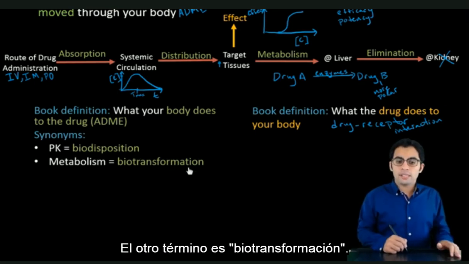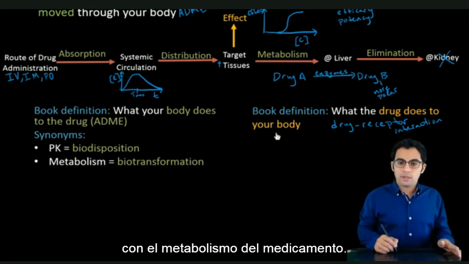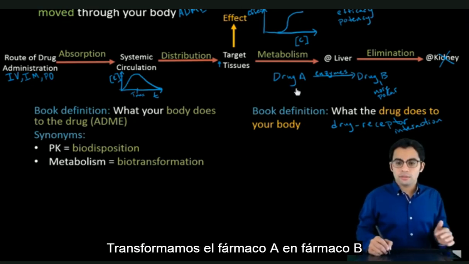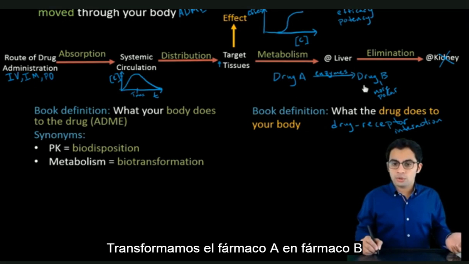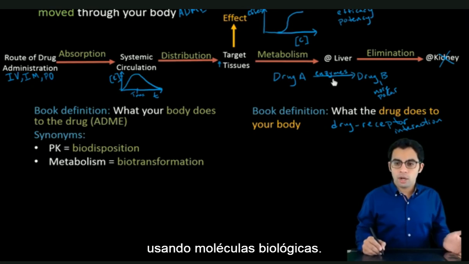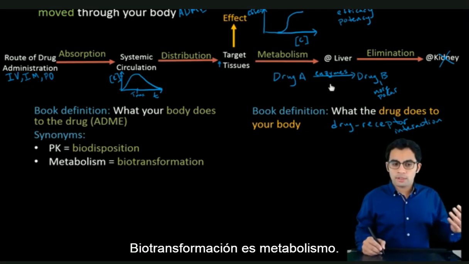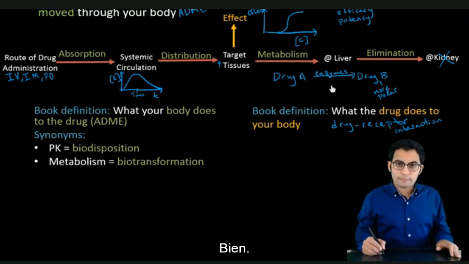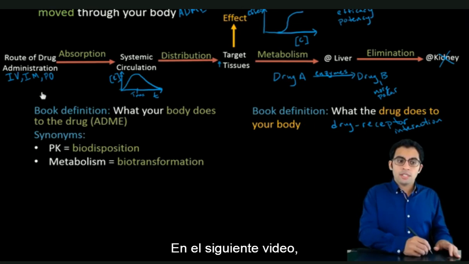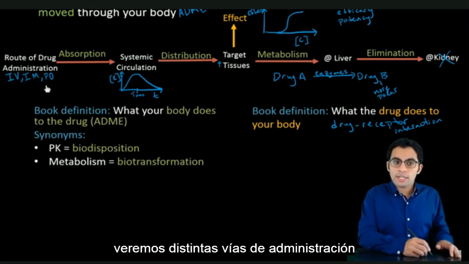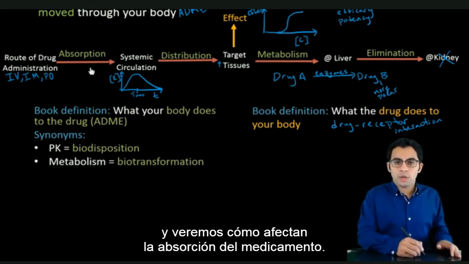The other term here is biotransformation. And this is just another term to relate to the metabolism of the drug. We are transforming drug A into drug B using biological molecules. Biotransformation is metabolism. Alright, so in the next video what we're going to do is look at these different routes of drug administration and see how they might affect drug absorption.